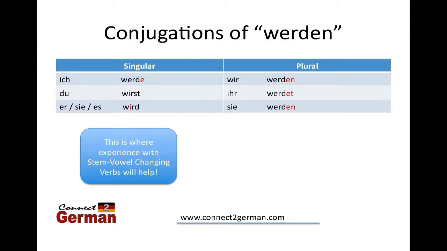Now keep in mind, werden isn't actually a stem vowel changing verb. It doesn't fit into the same category at all. But we do see patterns. Why I'm referencing stem vowel changing verbs is because where it is irregular, specifically in the du and the er, sie, es forms, follows the pattern much like stem vowel changing verbs. So it's not an incredibly irregular verb that we're dealing with. There's a pattern to it. So if you have experience with stem vowel changing verbs, that'll help you quite a bit.